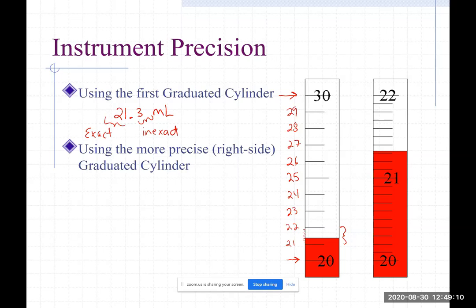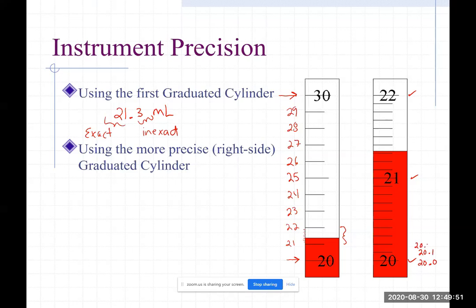So we see here that we have 20, but this is 21 up here. So that's 20, that's 21, and that's 22. That means that we have 1, 2, 3, 4, 5, 6, 7, 8, and 9 calibration marks between 20 and 21. Each one of those are representing the tenths place. So here we have 20.0. This one is 20.1.